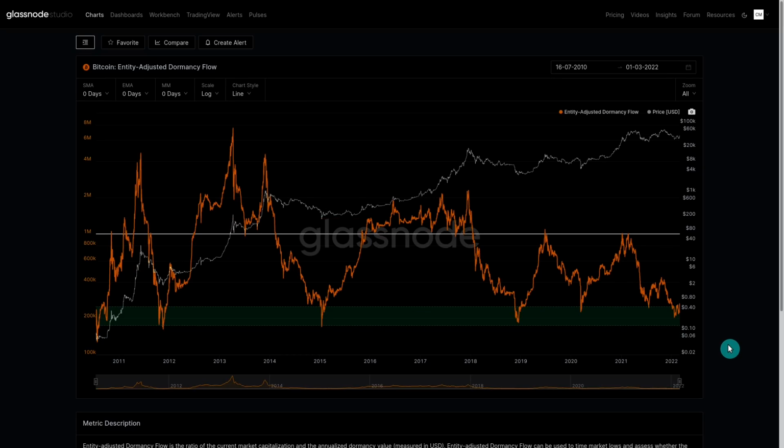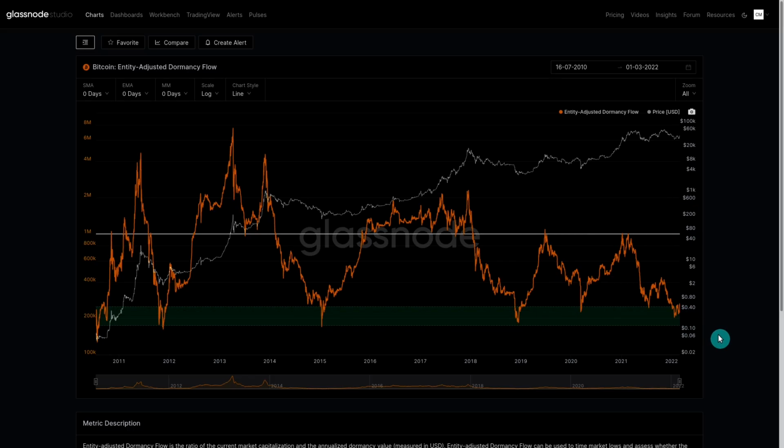So the next model we're going to look at is called Entity Adjusted Dormancy Flow. And you may have seen some talk about this in recent times. And that is, again, because we've entered this green zone, which we've only done on 1, 2, 3, March 2020, 4, we tested it back here in July, and 5, we've actually spent some time in this zone now.